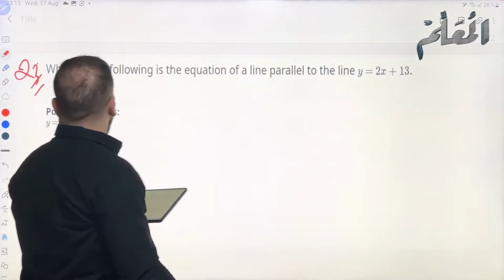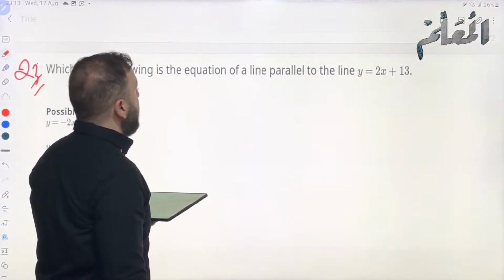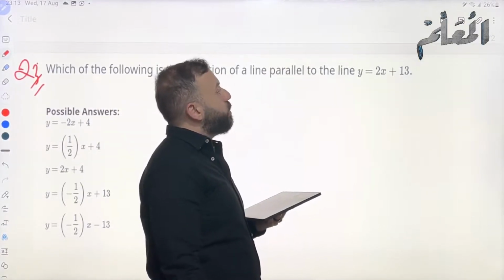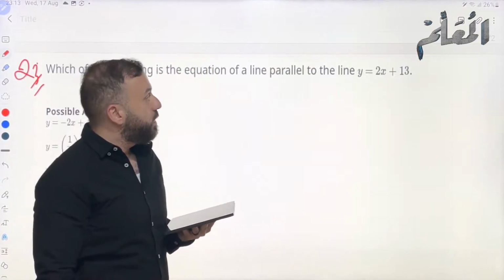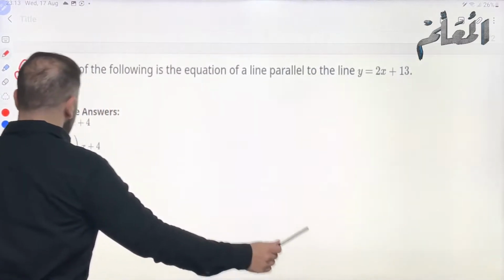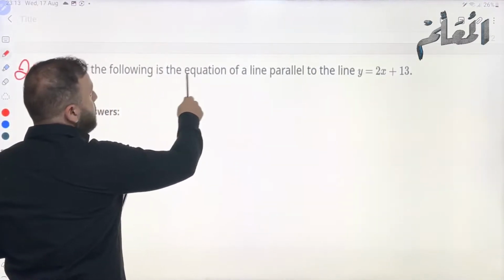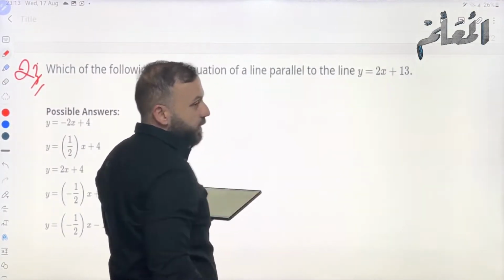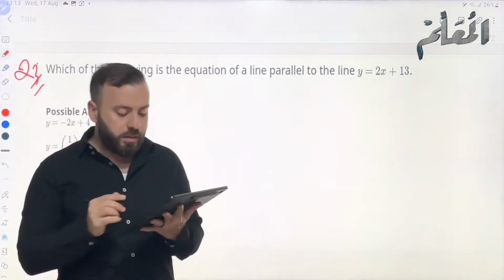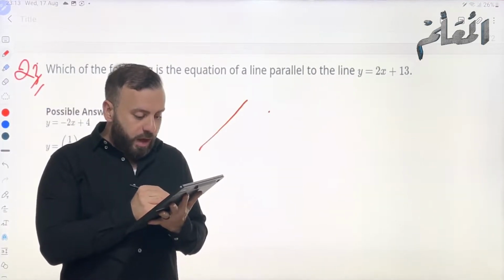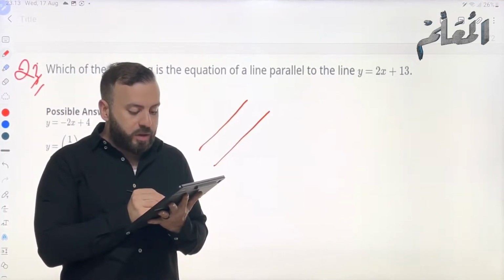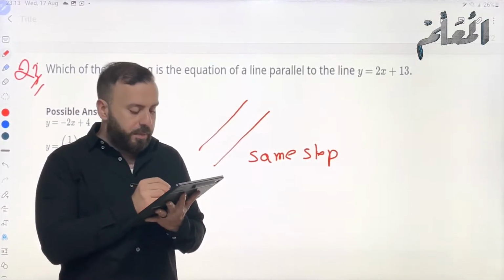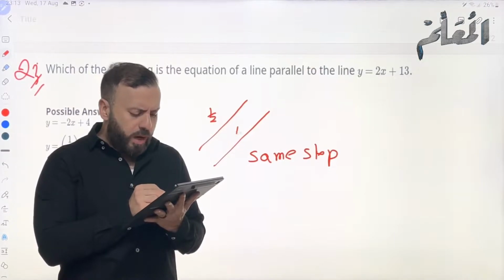So, check this. Which of the following is the equation of a line parallel to the line y equal to 2x plus 3? When I say a line that is parallel to the line y equal to 2x plus 3, there are two things that come to my mind. First of all, when I say two lines are parallel, they have the same slope. If this line has a slope, as an example, half, the other one should also have half.